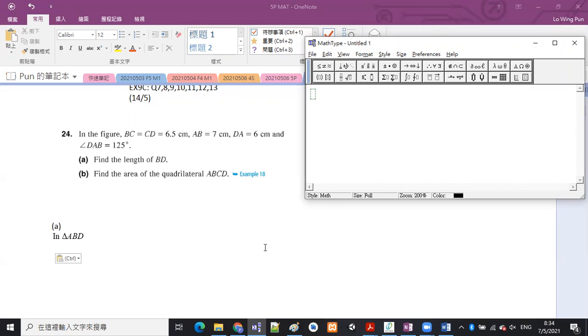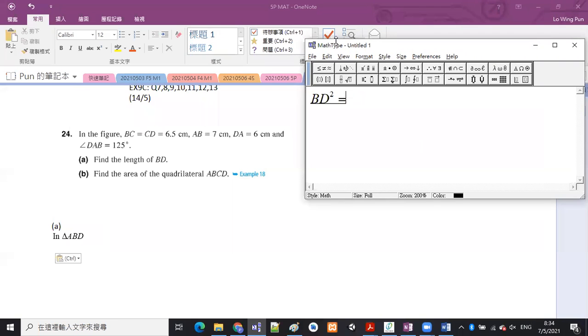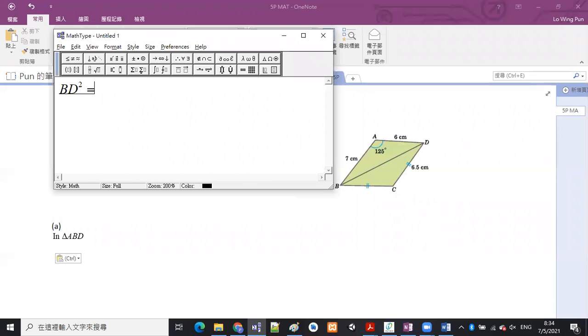Have you memorized the cosine formula? Now, please, if not, please do it. C square is equal to 7 square plus 6 square and then minus 2 times 7 times 6 and then cosine 125 degrees. Yes, very good. And you just use the calculator.